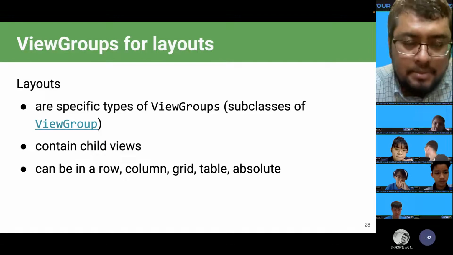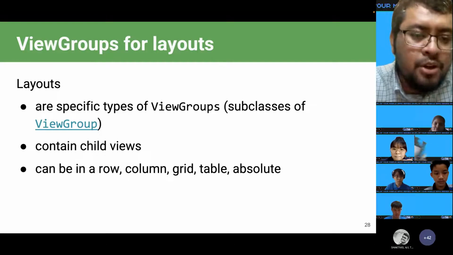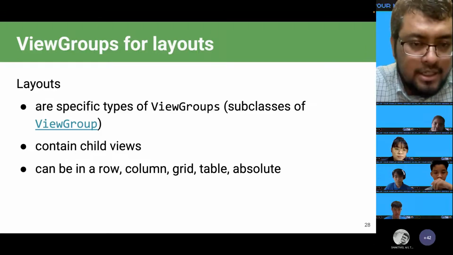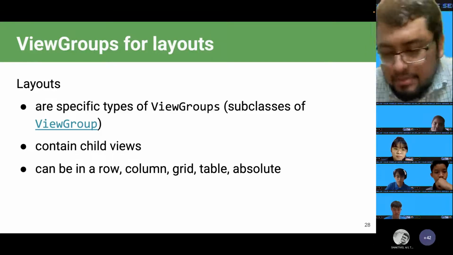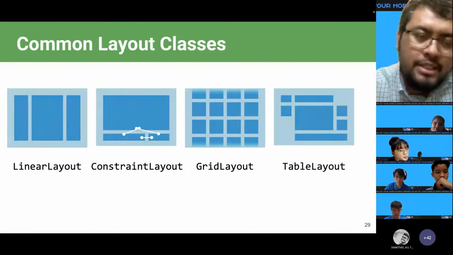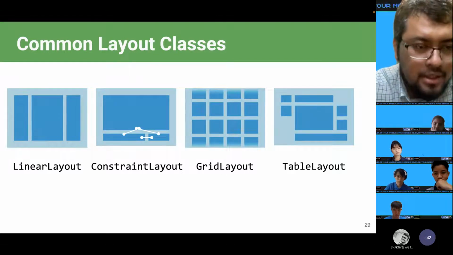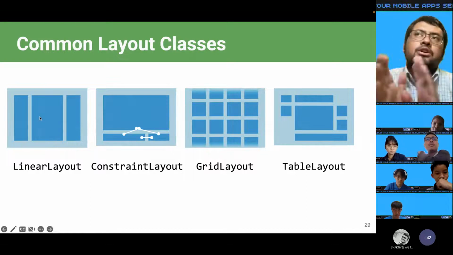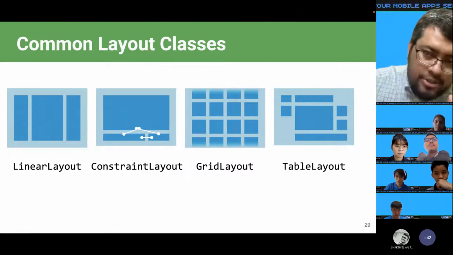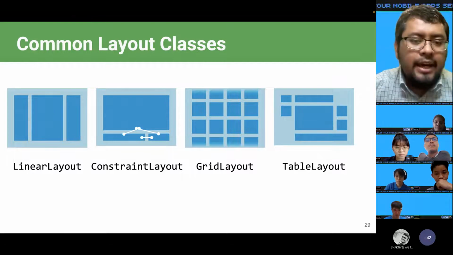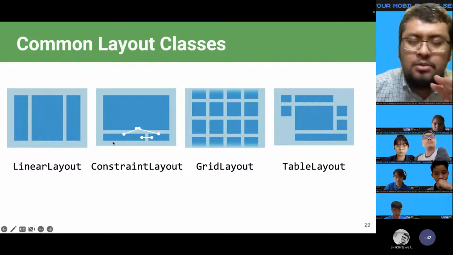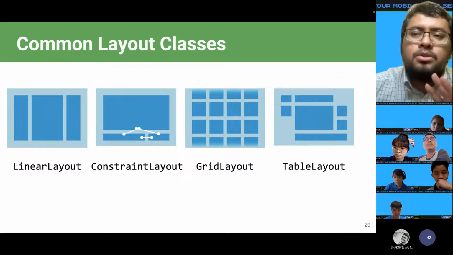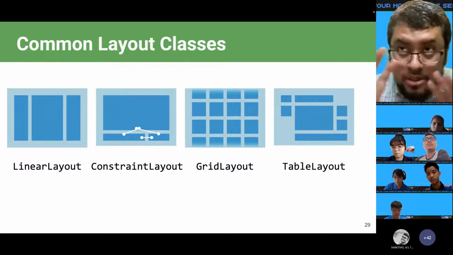Basically, a layout is a specific type of view group which contains child views, and it can be displayed in a row, in a column, in a grid, a table, or so on. So this is the example of layouts that we are using. We can use the so-called linear layout, where you can arrange your components either horizontally or vertically. And then you have the constraint layout, where one item is constrained to another item or to the container.